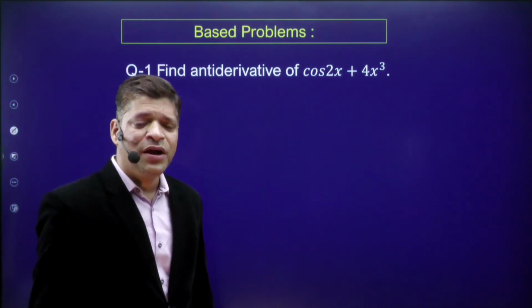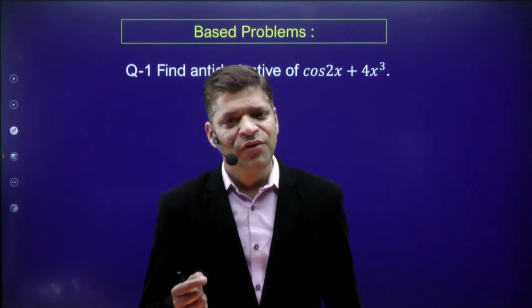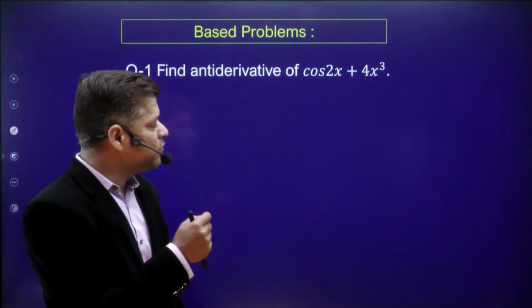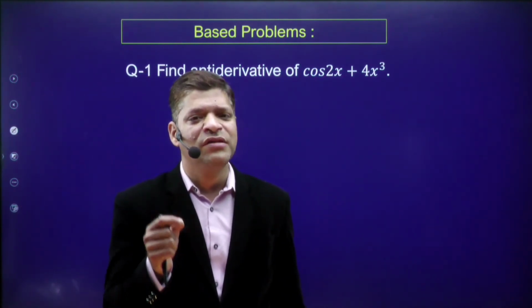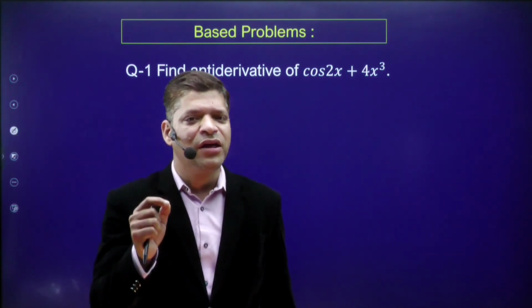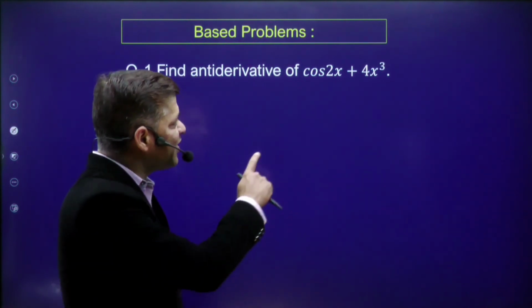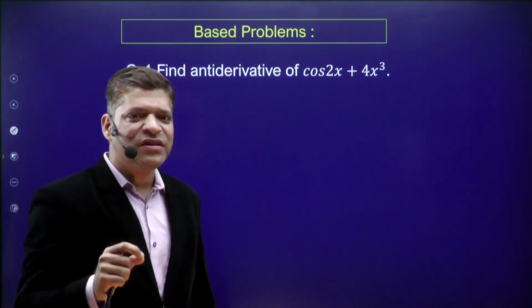Now we know that neither 4x cube nor cos 2x is directly a standard formula of integration. We know the standard formula for integration of x raised to the power n, and also the integration of cos x, not cos 2x. So this type of problem at the initial level we understand.